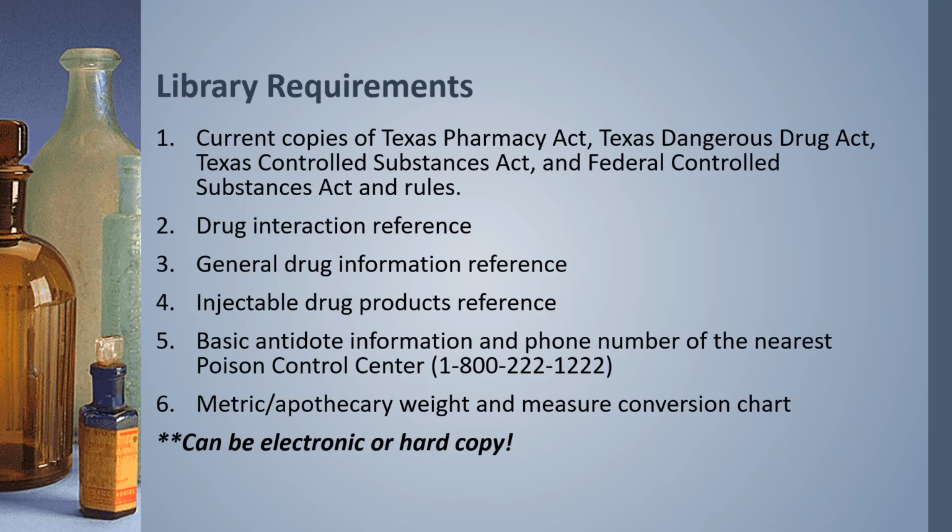Class C pharmacies across Texas are required to provide the following resources. The first, basically, being the Texas Law Book. A lot of the information for the acts and rules listed are found from the Texas State Board of Pharmacy website. The second being a drug interaction reference. Third, a general drug information reference. Fourth, an injectable drug product reference. The fifth being basic antidote information and the phone number of the nearest poison control center.